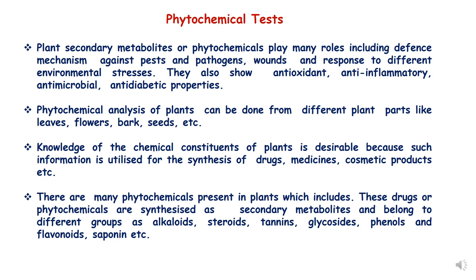What are phytochemicals? As we have discussed before in previous lectures, phytochemicals are also known as plant secondary metabolites, and they play a major role in defense mechanisms against pests and pathogens. They also show antioxidant and anti-inflammatory properties, and respond to different environmental stresses. They can be extracted from different plant parts like leaves, flowers, bark, seed, etc. Knowledge of these phytochemicals is desirable because this information is utilized for the synthesis of modern drugs and medicines, as well as some cosmetic products.